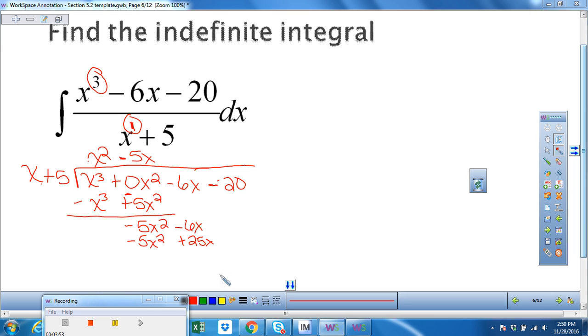Divide, multiply, subtract. So when I'm subtracting, I'm just changing the signs here. And that gives me negative 31. Is that right? That gave me negative 25. And so I changed that to positive, so that should be 19. Sorry. That didn't look right. So that gives me 19x, right?